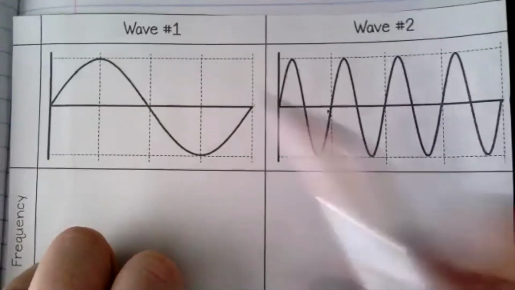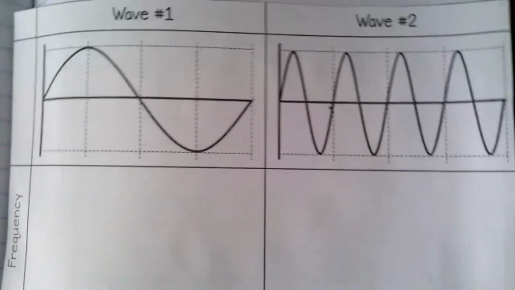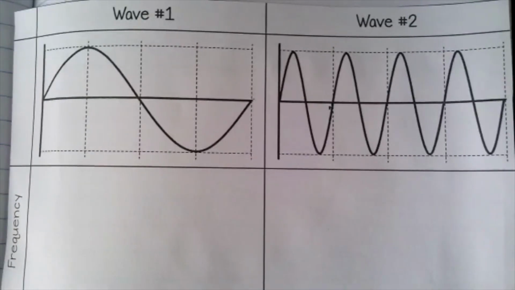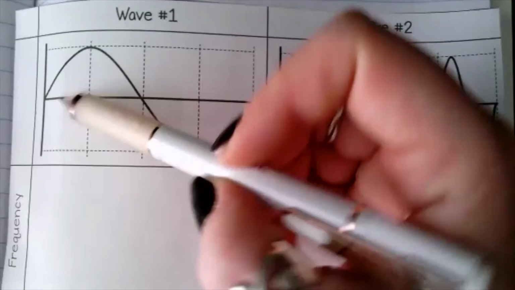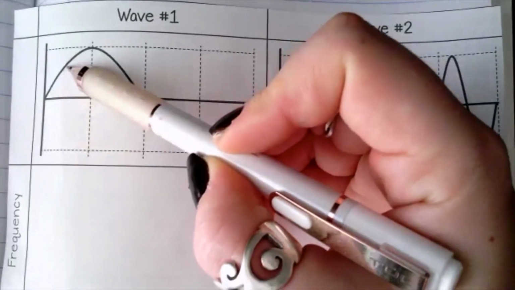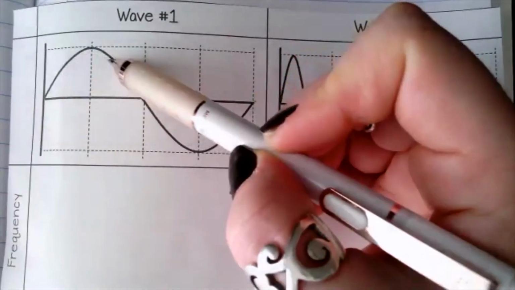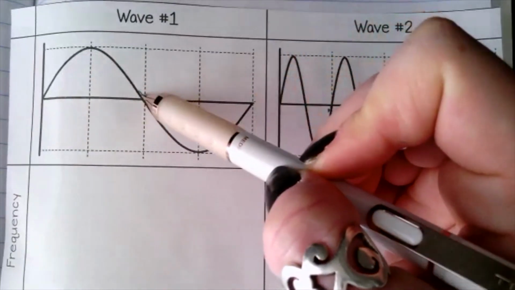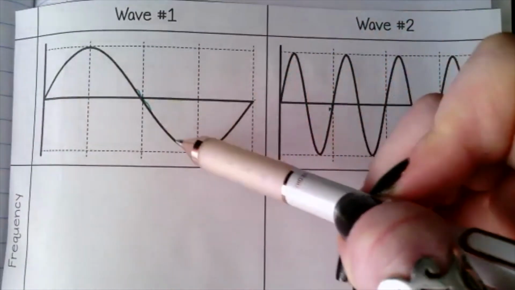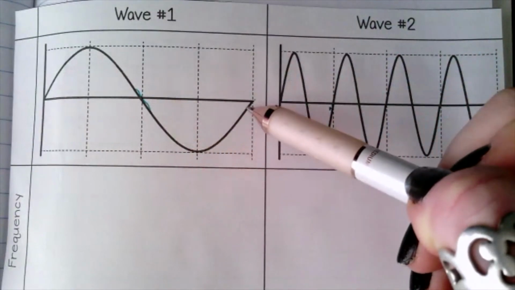Put it in the chat. Wave 1 or wave 2? Which one's the longer one? Okay, correct. Wave 1 is longer. It takes 4 of these boxes to achieve 1 wave cycle. 4 whole boxes to get this 1 wave cycle.